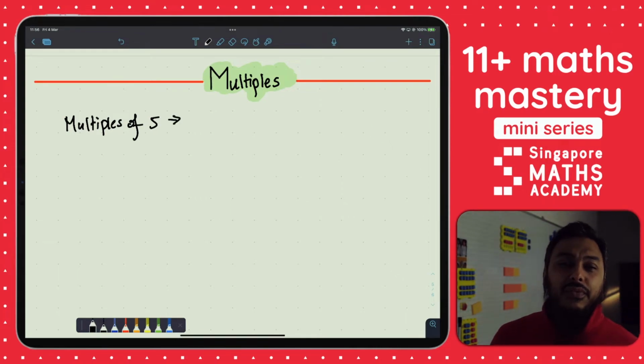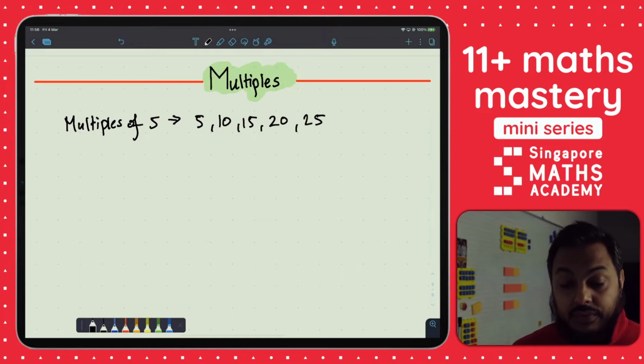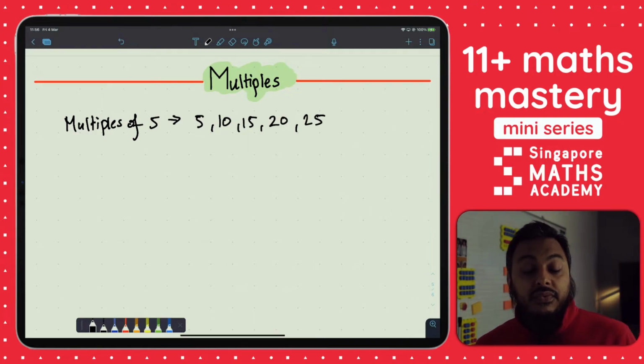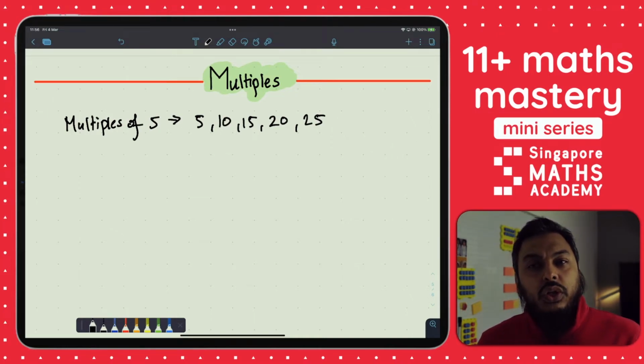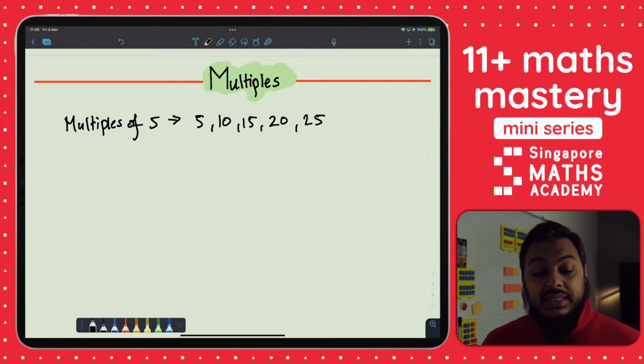So let's write down the first 5 multiples of 5. That'll be 5, 10, 15, 20, 25. These are the first 5 multiples of 5. Sometimes questions might ask for the first 10, first 5, or first 3 multiples of a number. And this is how we would work out the multiples of this number.